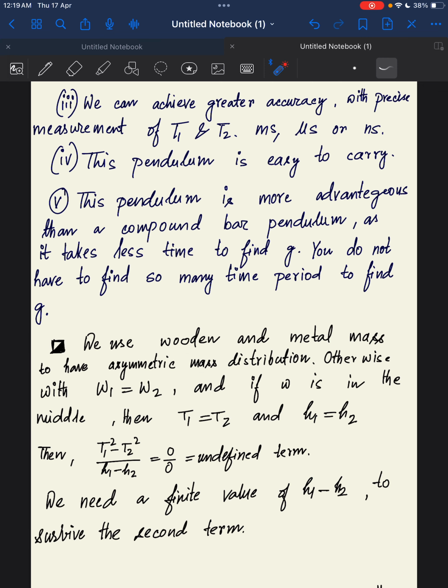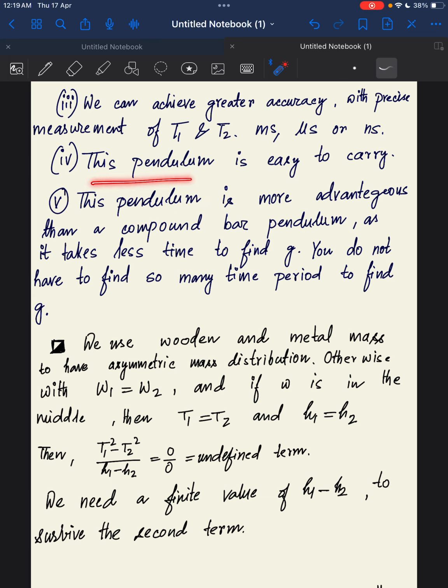So we can achieve greater accuracy with a precise measurement of T1 and T2. If we can measure time periods T1 and T2 in milliseconds, in microseconds, or even in nanoseconds, then your value of g will be more accurate. So the precision depends on how finally you measure the time period.